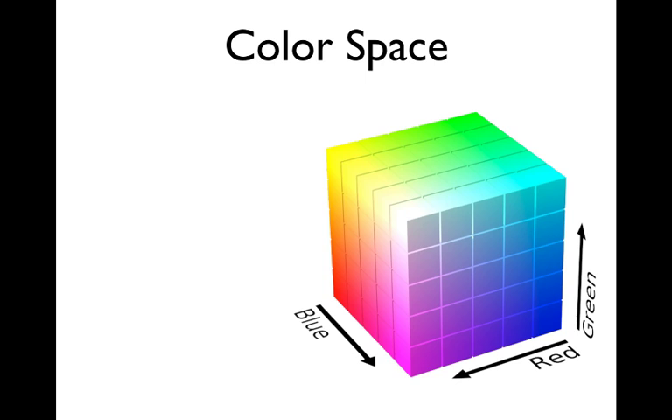So I'm in the opposite corner up here. This is where I am. All 3 primaries at their maximum color up here. What is the color of this corner right up here? White. Does that make sense to everybody?